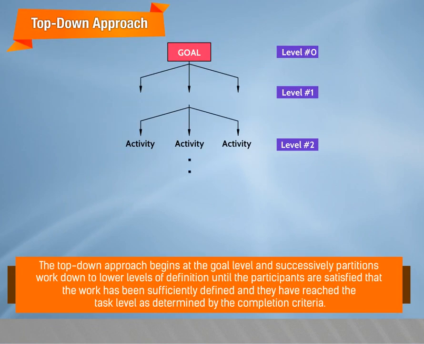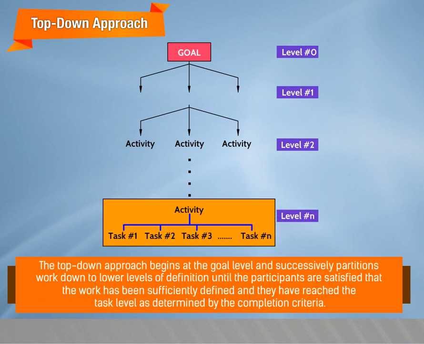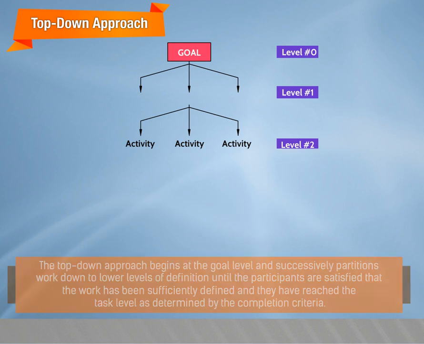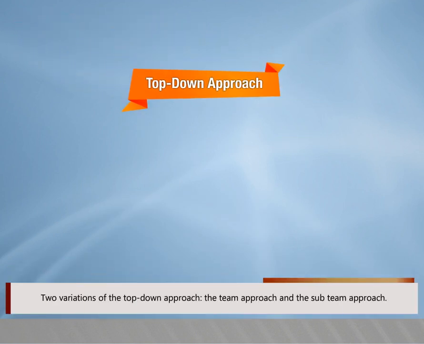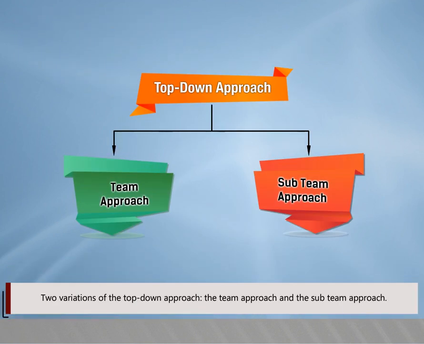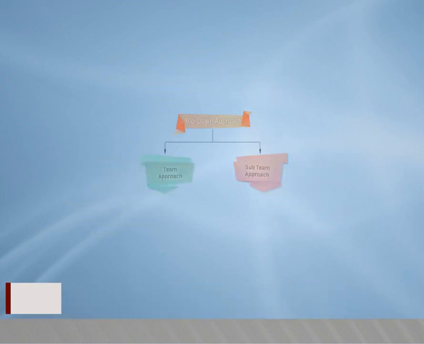The top-down approach begins at the goal level and successively partitions work down to lower levels of definition until the participants are satisfied that the work has been sufficiently defined and they have reached the task level as determined by the completion criteria. There are 2 variations of the top-down approach, the team approach and the sub-team approach.